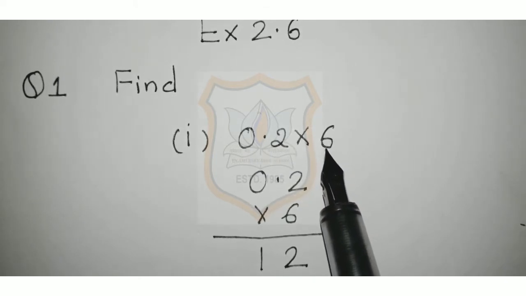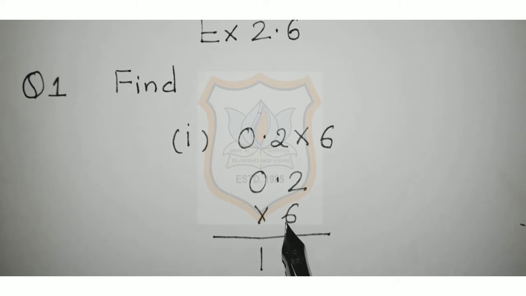We simply multiply 0.2 into 6, ignoring the decimal. 6 twos are 12. Now, we will see that the decimal is after one digit, that is after 2. So, in the answer, it will come after one digit. So, it will come over here. So, our answer will be 1.2.